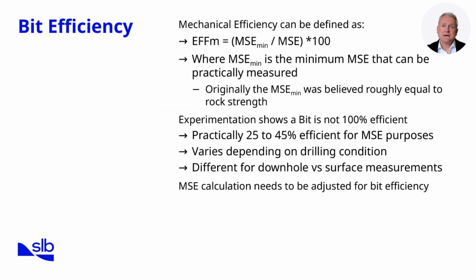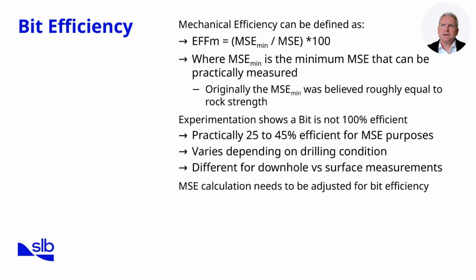Mechanical efficiency, expressed here as EFFM, is a way to adjust MSE to reflect real-world bit performance. The formula is EFFM equals MSE minimum divided by MSE multiplied by 100. In other words, we compare the lowest achievable MSE with the measured value to calculate efficiency as a percentage. Originally, it was believed that MSE minimum would be roughly equal to rock strength. In practice, however, testing has shown that bits are far less efficient.